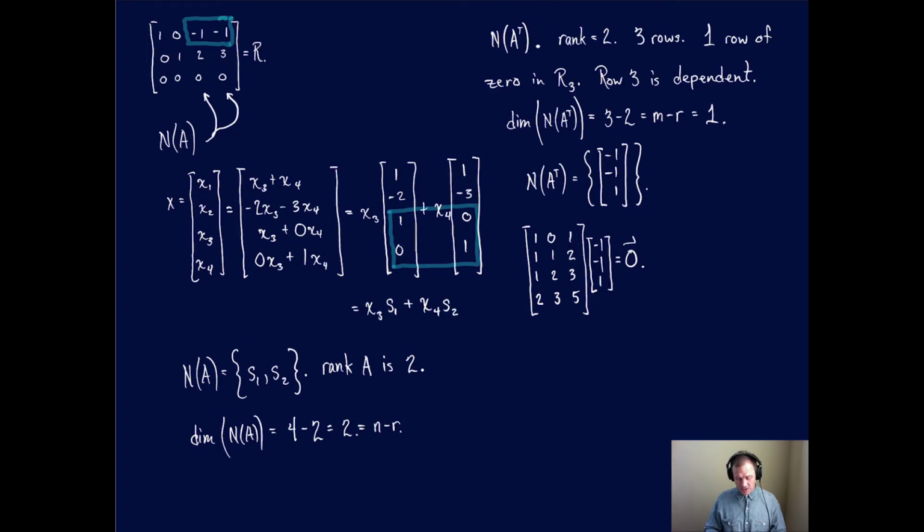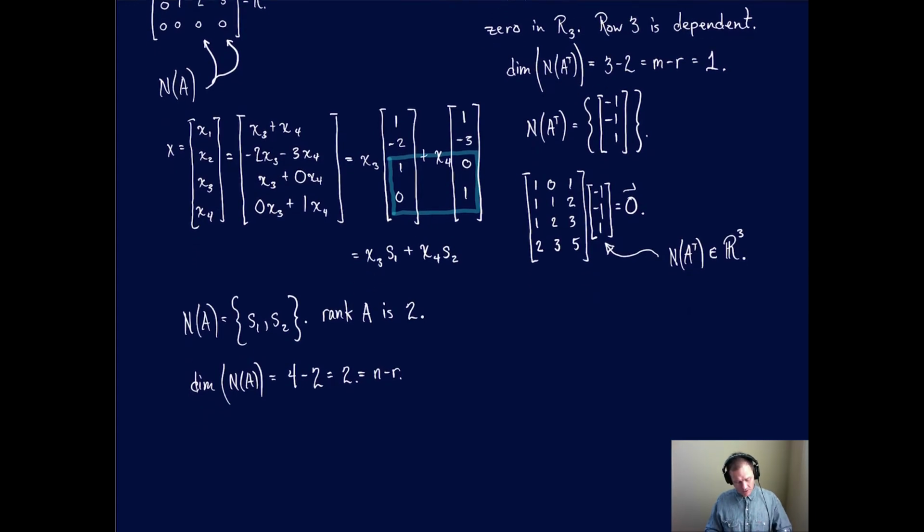Well, where is the null space of A transposed? Well, because this vector right here has 3 components, the null space of A transposed is in R3. And I forgot to write it, but the null space of A over here, well, those special solutions have 4 components. So that's in R4.